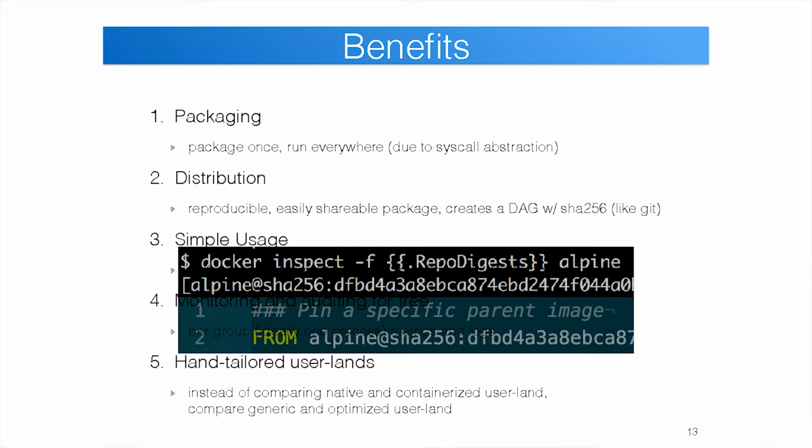The distribution is very easy. You have a reproducible and easy shareable package because you have multiple file system layers, which I didn't talk about, but you can imagine it like Git, so you have multiple commits in your Git tree, and the master can be identified with a SHA hash. So you can fully identify a container with this notion here: you have the container name, and then you do SHA, and then you put the SHA hash here.